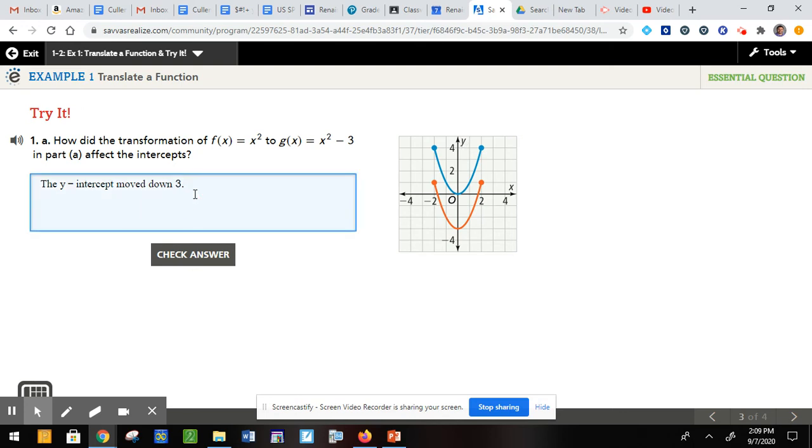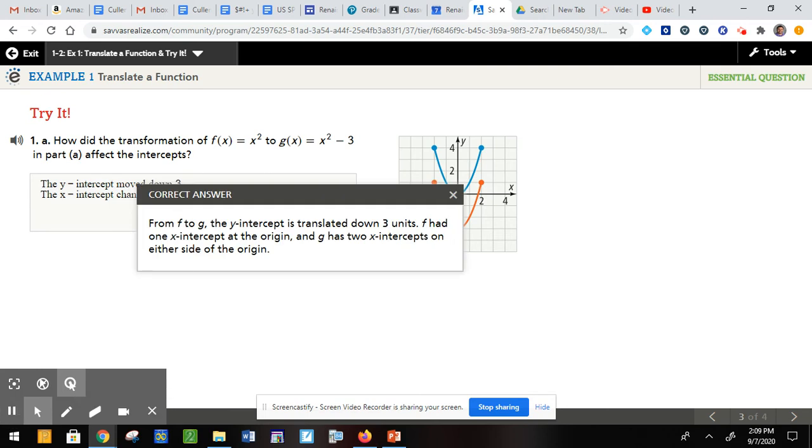So I would say the x-intercept changed. Again, it changed in the way that I just described. It went from 1 to 2, and one's negative, one's positive. And when I hit check answer, it's basically saying that, right? The y-intercept went down 3. The original f function had 1 x-intercept, now it's got 2.